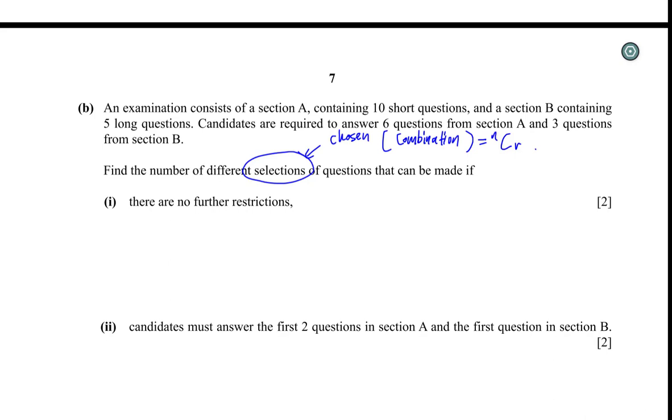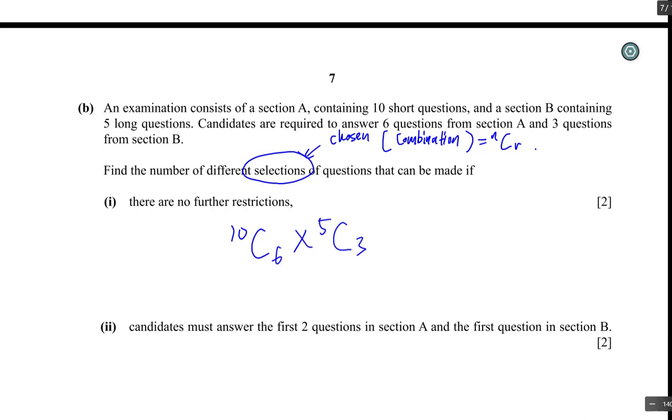Of course, when you do exam questions, the arrangement also doesn't matter, right? You don't need to arrange question 1 and 2, right? So in this case, you definitely use C, not using P, alright? So there's no further restriction, so in 10 questions, I have to solve 6. And then multiply, section B, you have 5 questions, I have to solve 3.